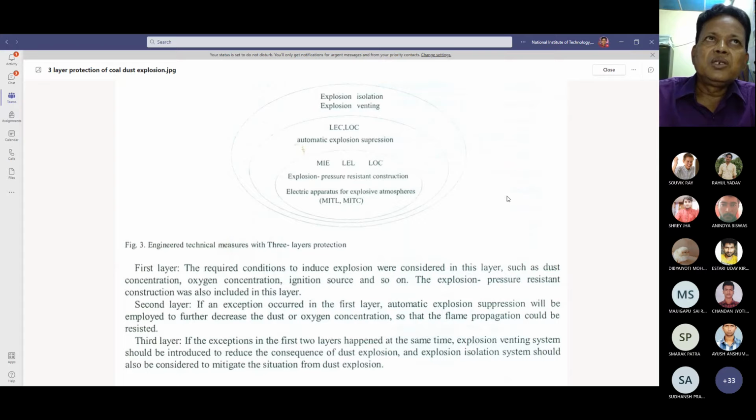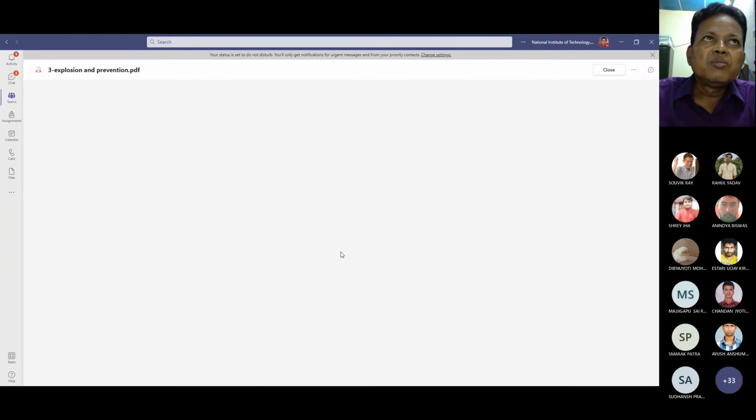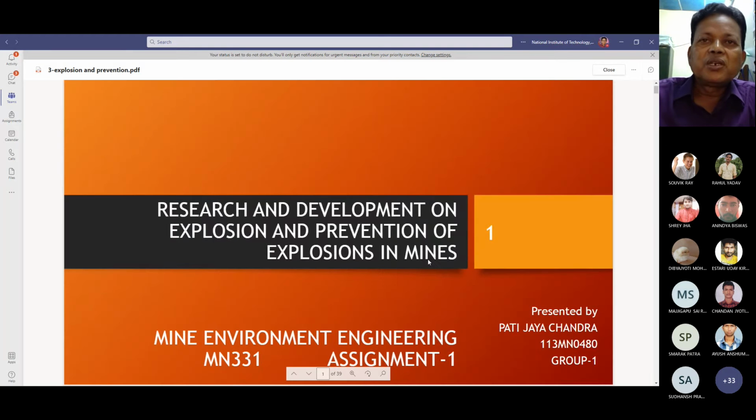Okay, so this is the diagram which showed engineered technical measures with 3-layer protection of coal dust explosion. So how to prevent the explosion? Prevention of explosion.